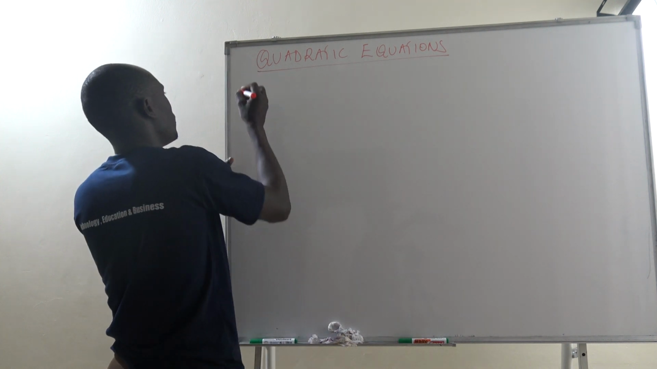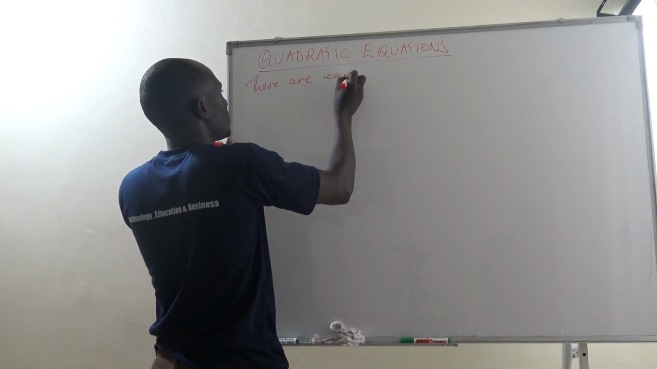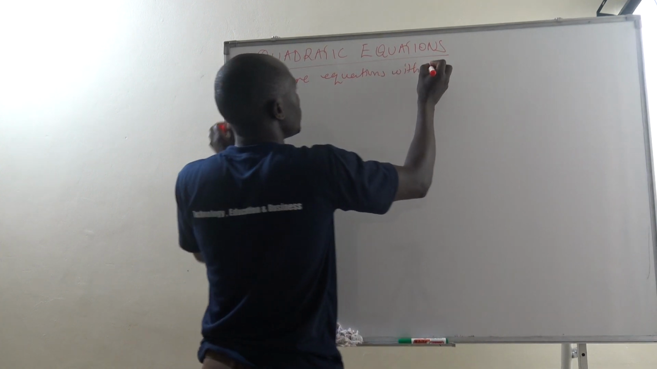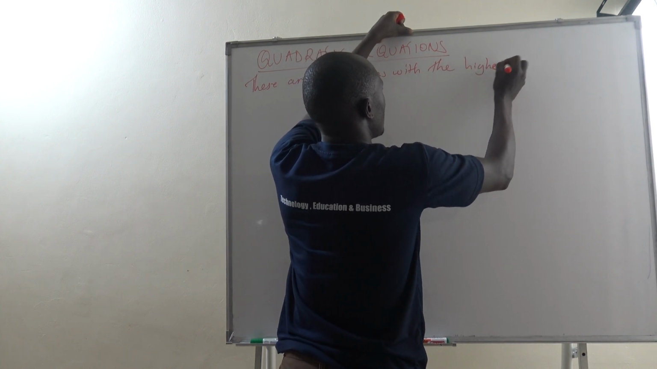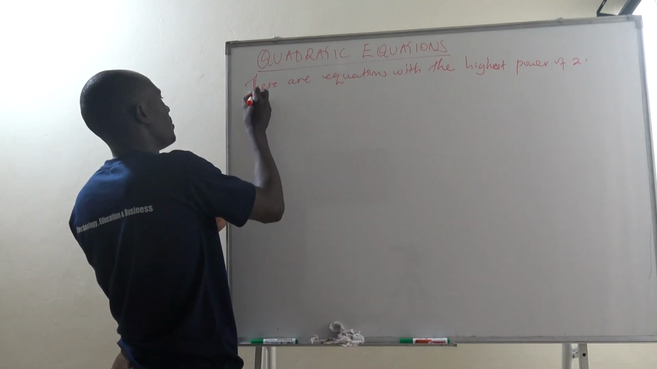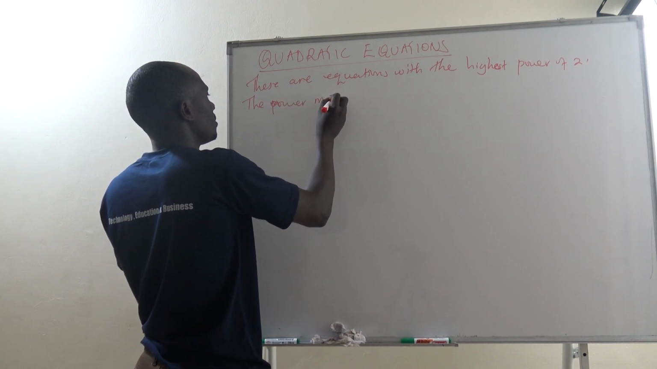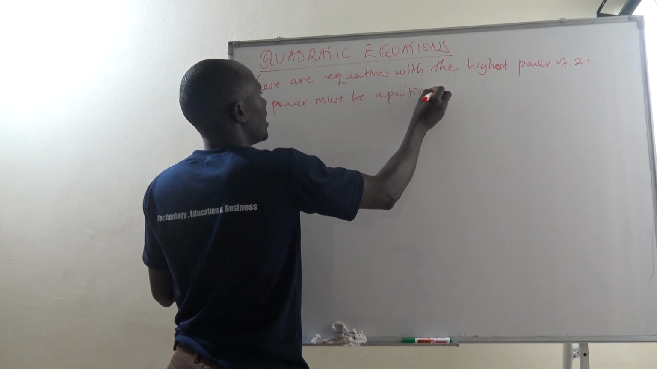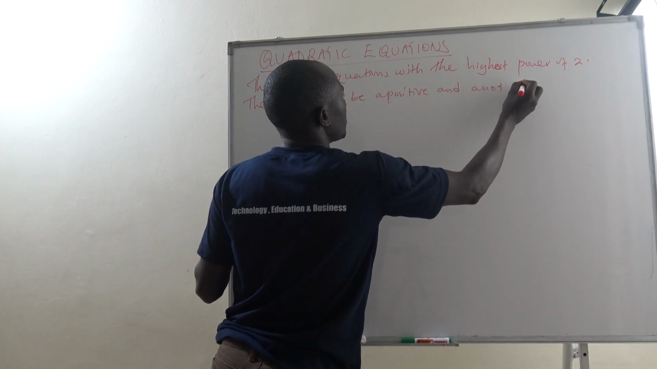So we can say quadratic equations are equations with the highest power of 2. The power must be positive and not a negative.